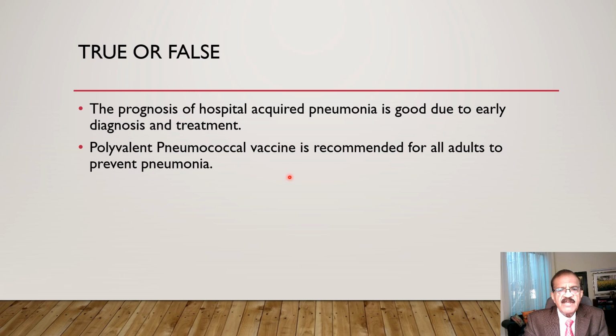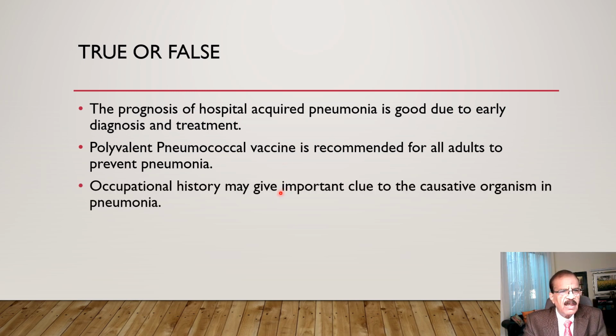Polyvalent pneumococcal vaccine is recommended for all adults to prevent pneumonia. I think this is not a correct statement. Only specific people: elderly people, diabetic patients, immunocompromised, and those patients who have underlying lung disease. Occupational history may give an important clue to the causative organism in pneumonia. Yes, I think in some cases, if you take occupational history, that can give you some important clue to the etiological organism. I think I have another slide for this.